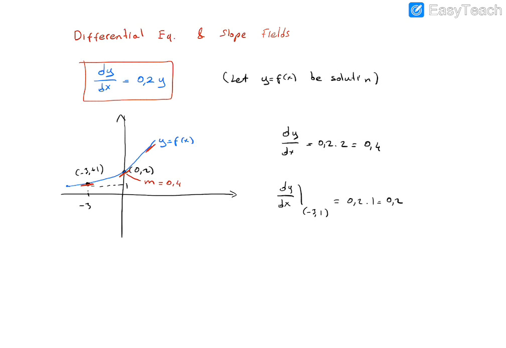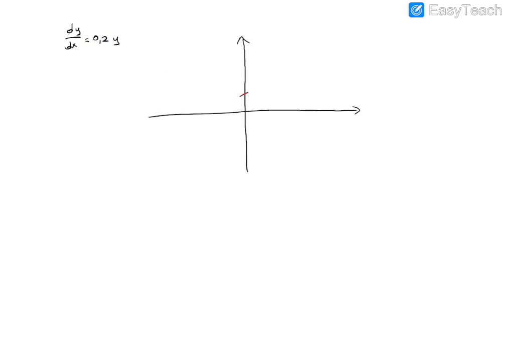For example, let's try to sketch the equation: dy over dx equals 0.2y. So this slope field graph gives us a lot of information. At the point with slope 0.4 we have already sketched it like this one. At the point (-3, 1), which has slope 0.2, the slope is like this one.